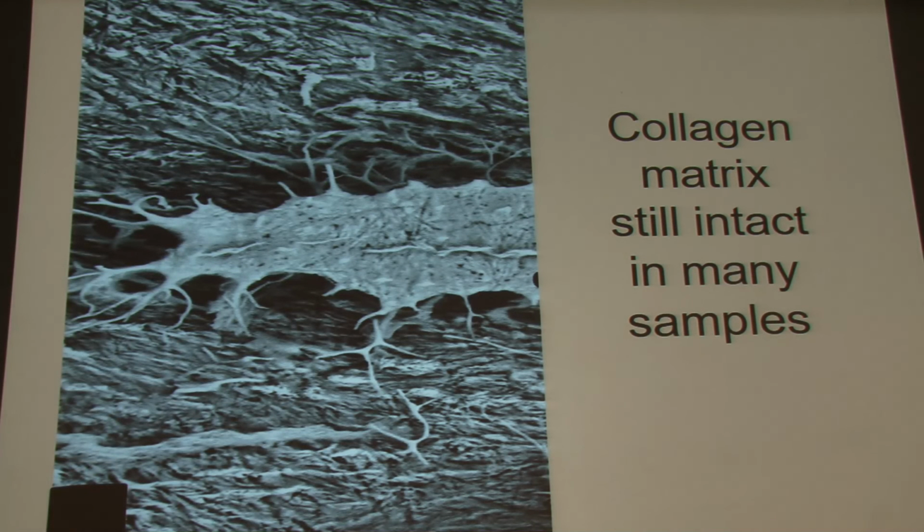Here, if you look closely, what you're seeing in the background, that's still the collagen matrix intact. And that becomes critical here. Remember that. We're going to talk about that a little bit more in a second. The collagen matrix is still intact. It hasn't collapsed. It hasn't decomposed. It's still intact from dinosaur.